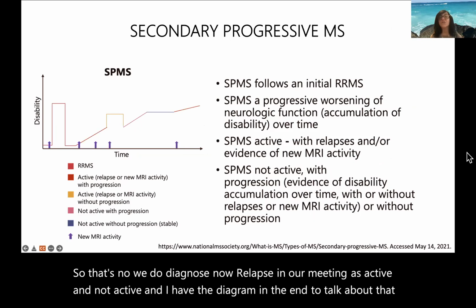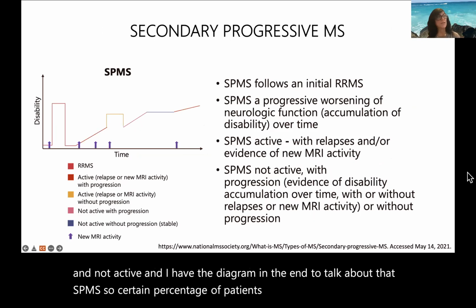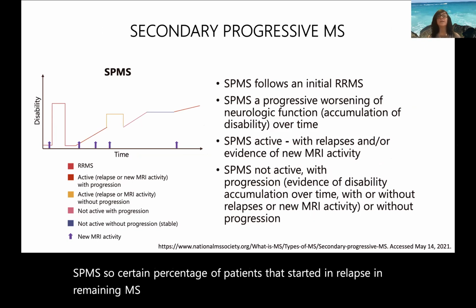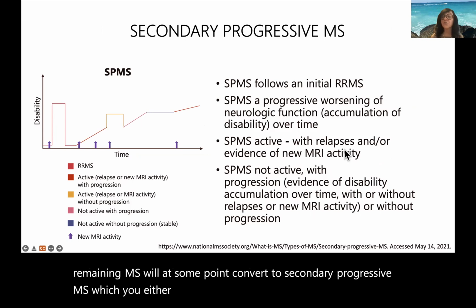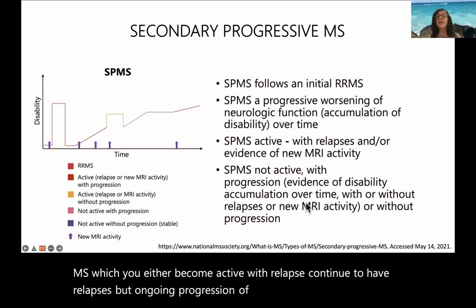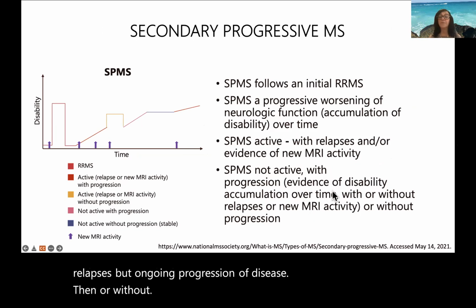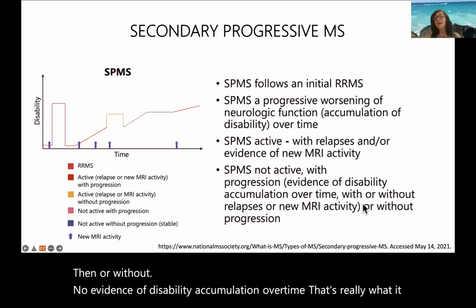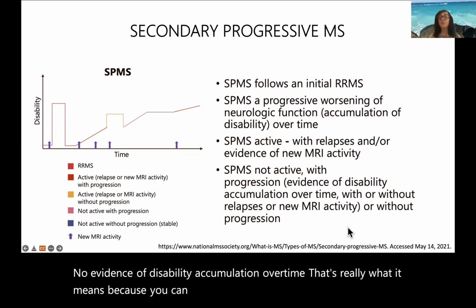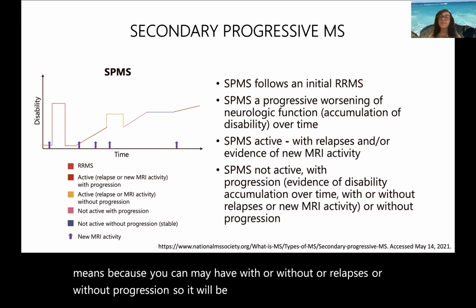SPMS: a certain percentage of patients that started with relapsing-remitting MS will at some point convert to secondary progressive MS, which can be active, with relapses continuing and ongoing progression of disease, or without relapses, with no evidence of disability accumulation over time. That's really what it means, because you may have relapses with or without progression. So it will be more of the not active SPMS.